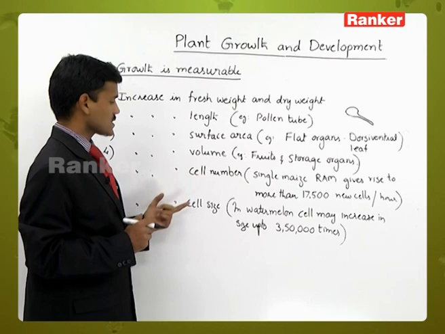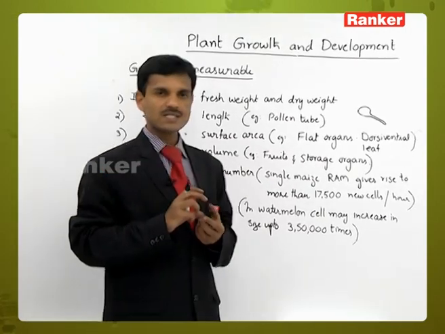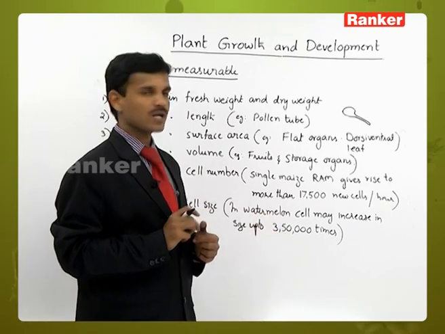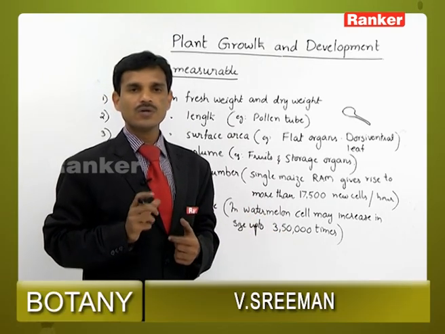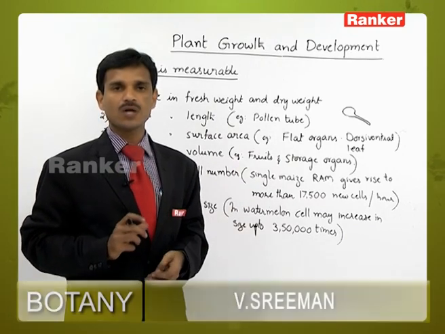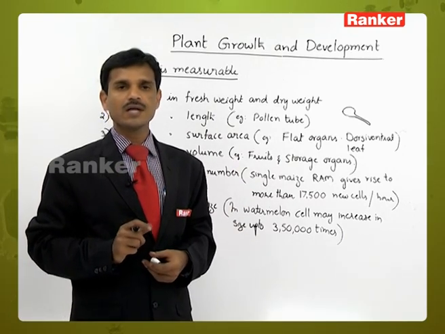Next, increase in the cell size. The cell size increases up to 3,50,000 times in the watermelon plant. So by using these different parameters, we can measure the growth. Growth is measurable.